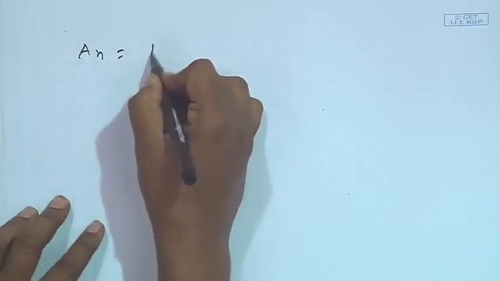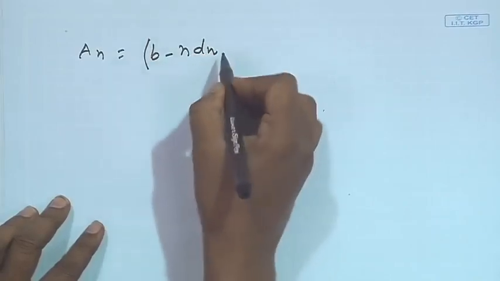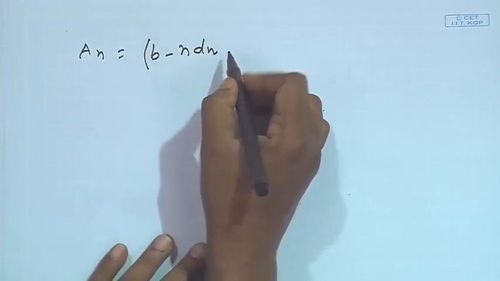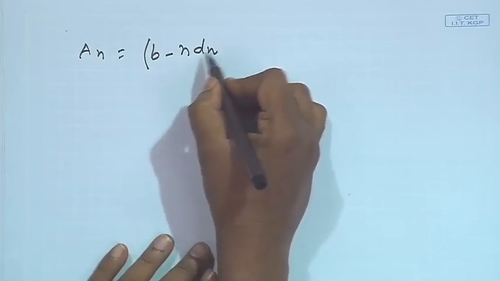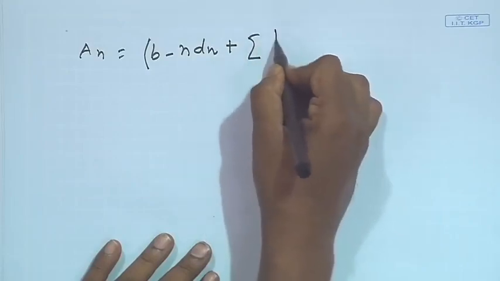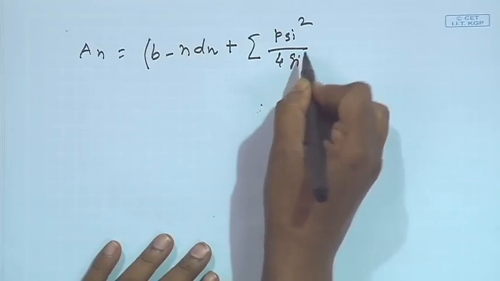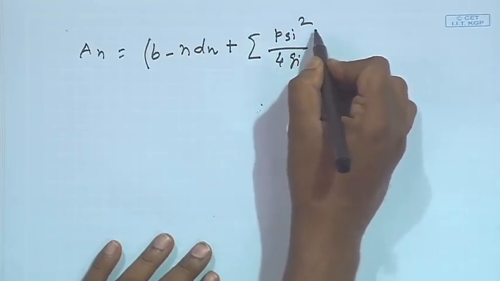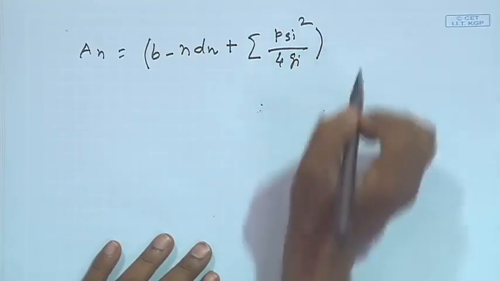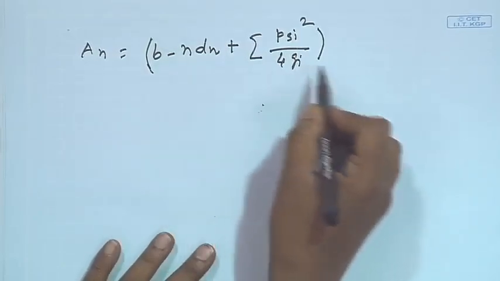So, in this case we can find out the net area like this: A n will be B minus n into d h. It means we have to see in which path it is going, and according to that how many bolts are coming into the picture, and accordingly n will be decided. Then the summation of P S square by 4 G, I is the number of staggered lines or inclined lines through which it is passing.